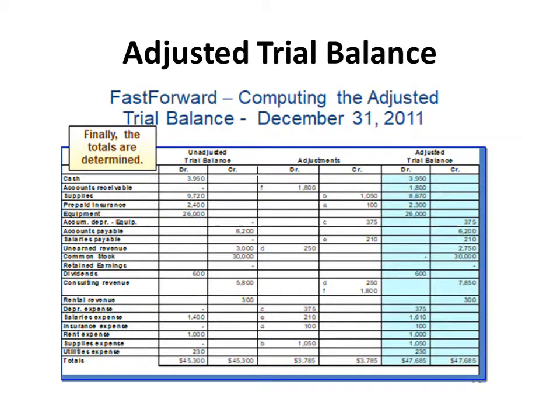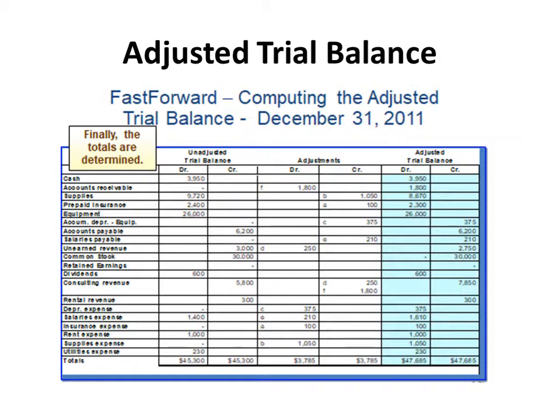So, all you really have to do is extend balances from the first two columns and the third and fourth columns over to the fifth and sixth columns. In the case of cash, there were no adjustments. I have an unadjusted trial balance of $39.50 and an adjusted trial balance of $39.50.